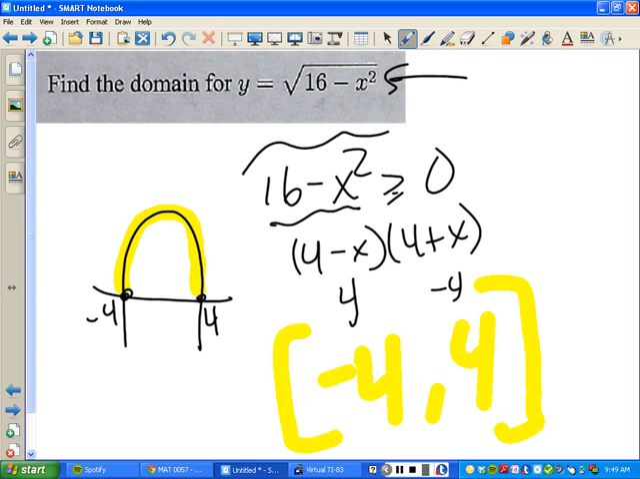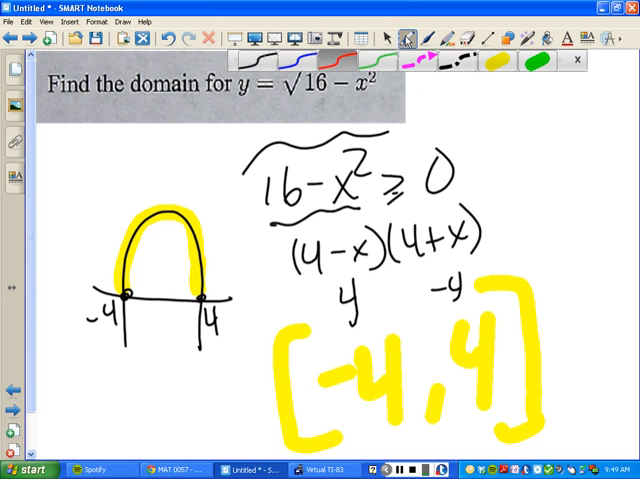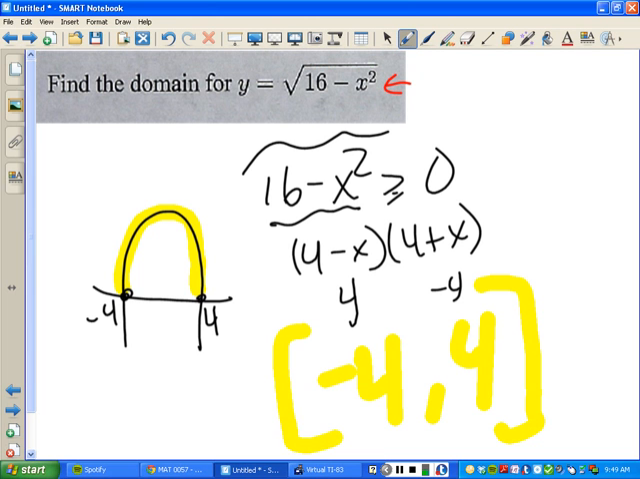Negative 4 to 4. Any questions on that? Do keep in mind that I can ask you anything, like here I just asked you 16 minus x squared. I could ask you x squared minus 16, or 4 minus x over 4 plus x. The number of functions that I can stick in here is endless. People were like, show them to me, but I just told you they were endless. Anything can go in there. All right, with that being said, let's move to the next one.